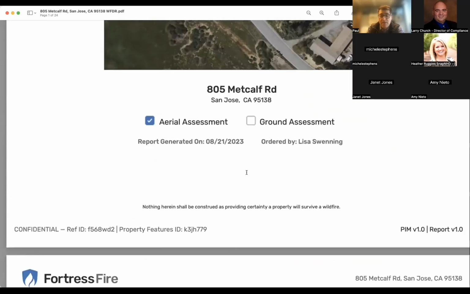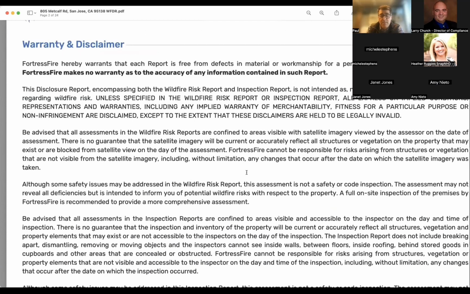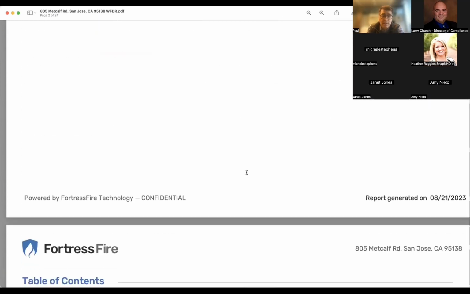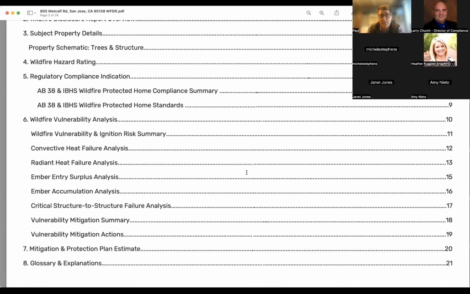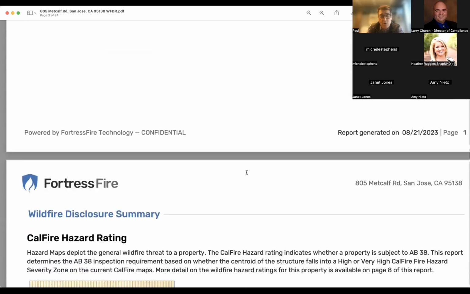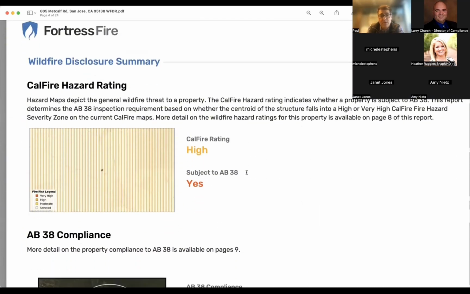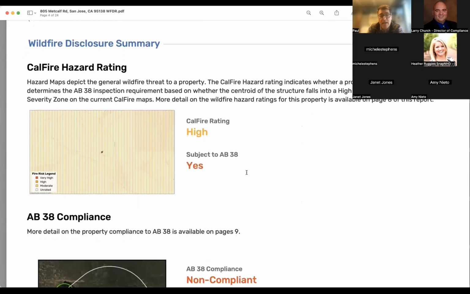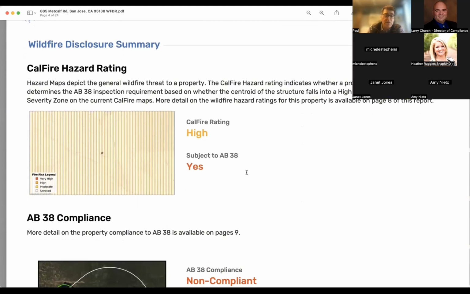This is an aerial assessment, right? We've got a bunch of warranty and disclaimer and liability stuff here. But the first stop of the report is to give a top-level summary. And we do that on 3 components. And these are 3 of the 4 components that we'll get into as we go through it.